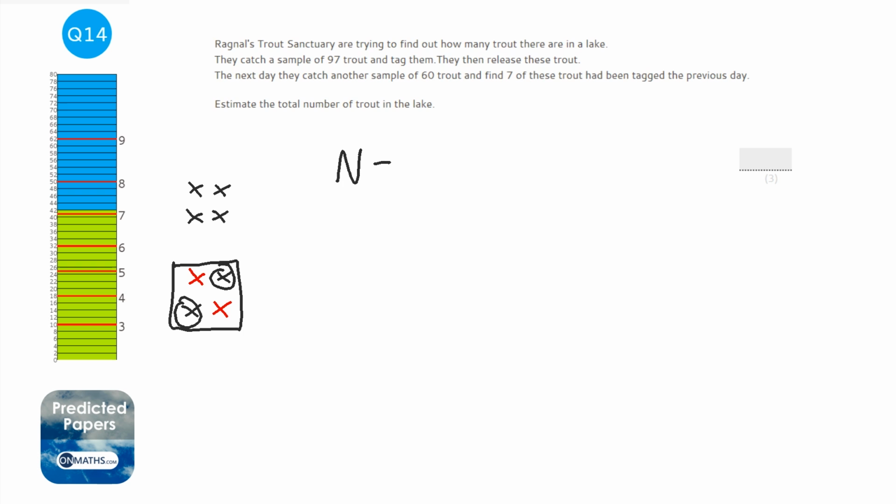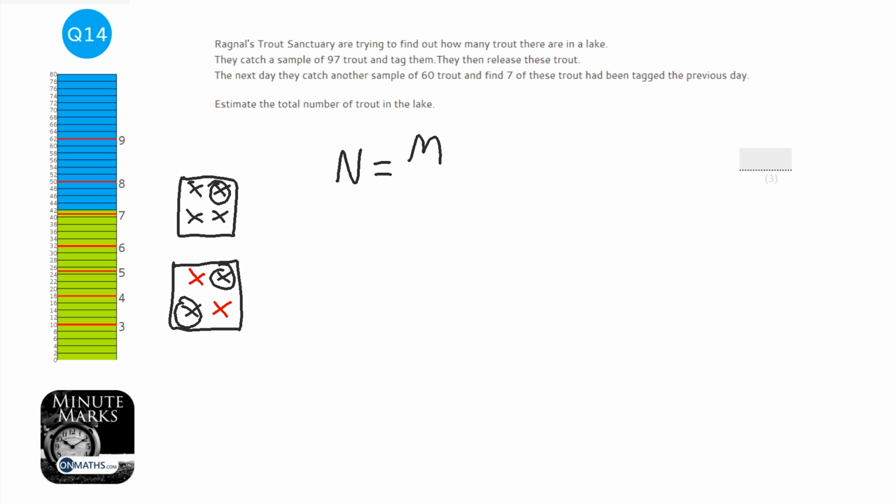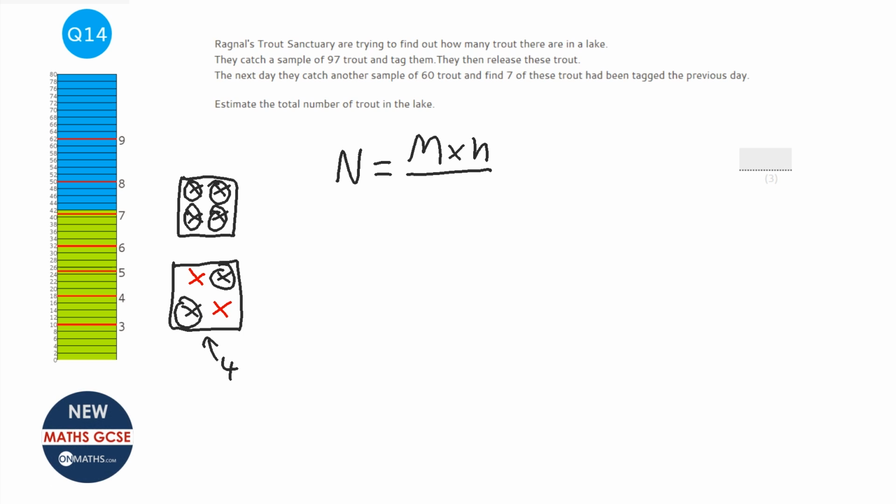N, which is the population size, that's what we're trying to find out, equals M. Now M is the amount of things that you marked and then released. So in our example here, we marked 4, times n. Now that little n is the size of the recapture sample, which is 4 here, over little m. Now little m is the amount of things in your recapture sample that were marked. So in our little example here, it's 2.